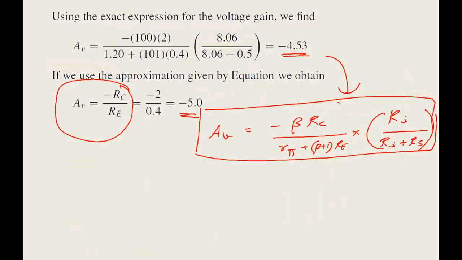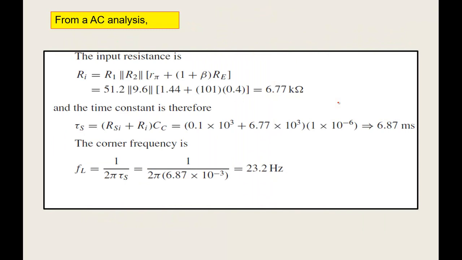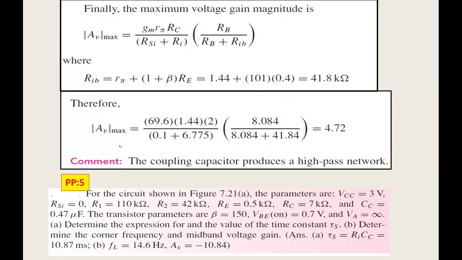Okay. So once it is like this, obviously you can use the same formula which I have shown you earlier, which is nothing but GM R pi RC by RSI plus RI into RB by RB plus RIB. Okay, and yeah, of course, same thing, GM R pi is nothing but our beta here. That's your beta. Beta RC, same formula which I gave you earlier. Okay, exactly the same because there is no change at all.